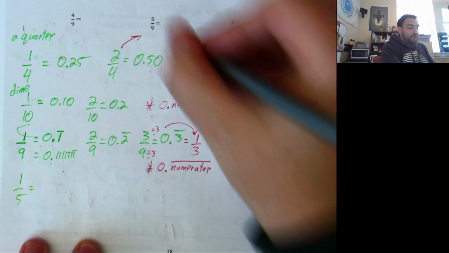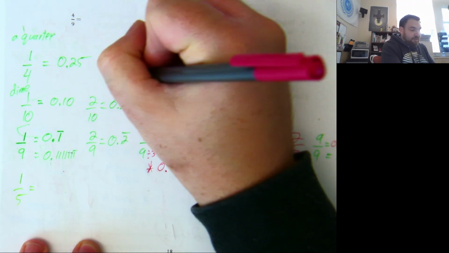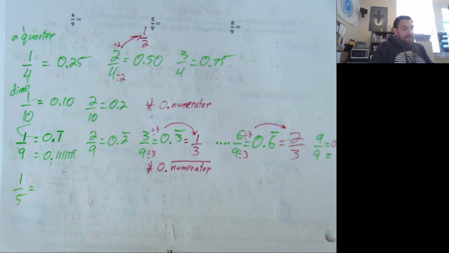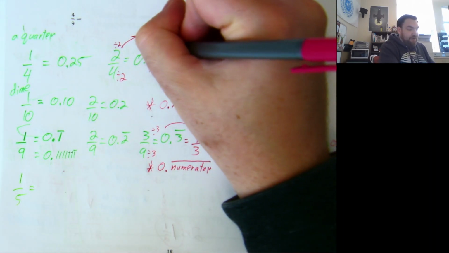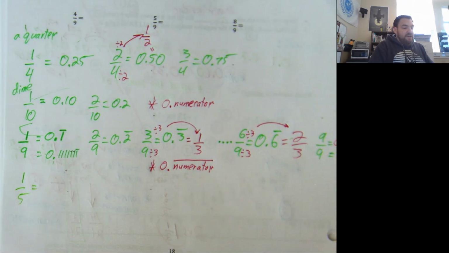Okay, 2/4 we can drop to 1/2 because both of these are divisible by 2. 1/2 is the same thing as 0.5. There's one of these on here that we can drop to 1/5 using the same technique. Which one of these is going to, by dividing by something, take us down to 1/5?